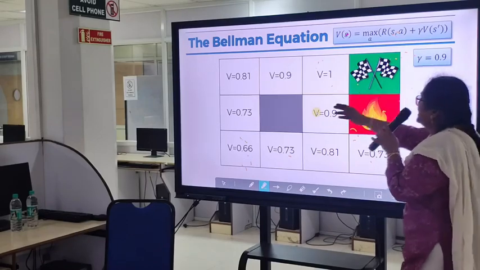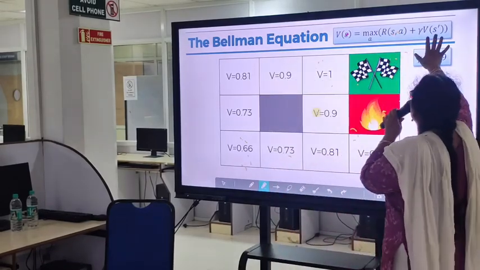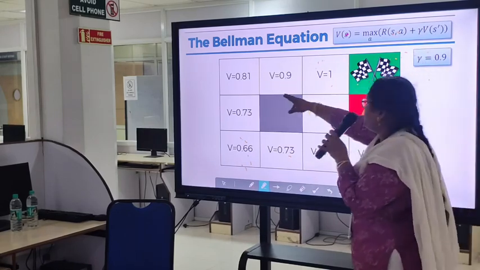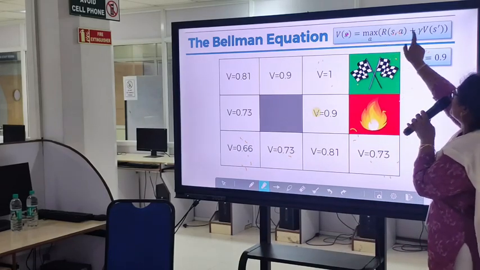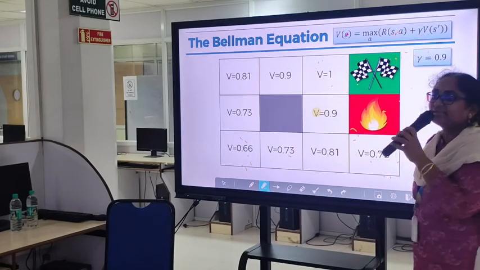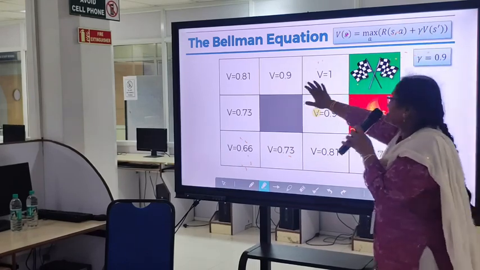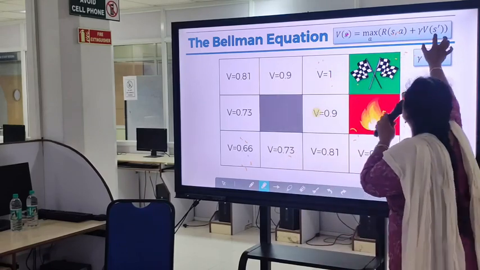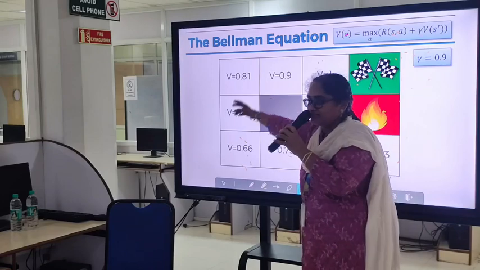Again, when you go here, the value is 0.9. The value that you are getting is 0.9. So 0.9 into 0.9, 81. The reward is again 0. I am only seeing gamma into V of S dash. S dash is what? The value that you are getting in the next state. If you are here, this is the next state. So 0.9 is your value here. So 0.9 into 0.9 is 0.81.